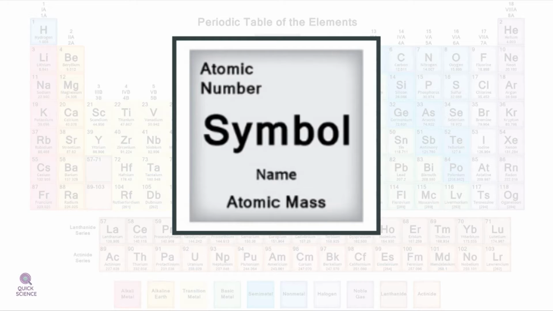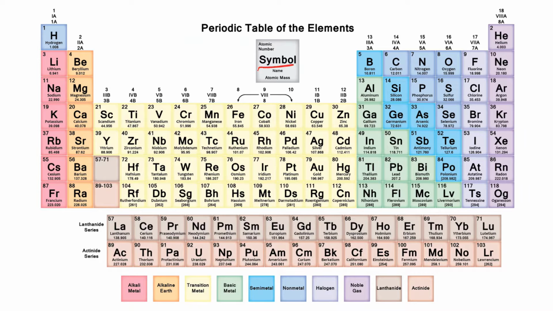Each element is represented by one square on the periodic table, having 1 or 2 letters as its chemical symbol. Above the symbol is the atomic number of the element, and below the symbol will be the name of the element and its atomic mass. For instance, the symbol for boron is B and its atomic number is 5. And below the chemical symbol, there will be the full name of the element and its atomic mass.